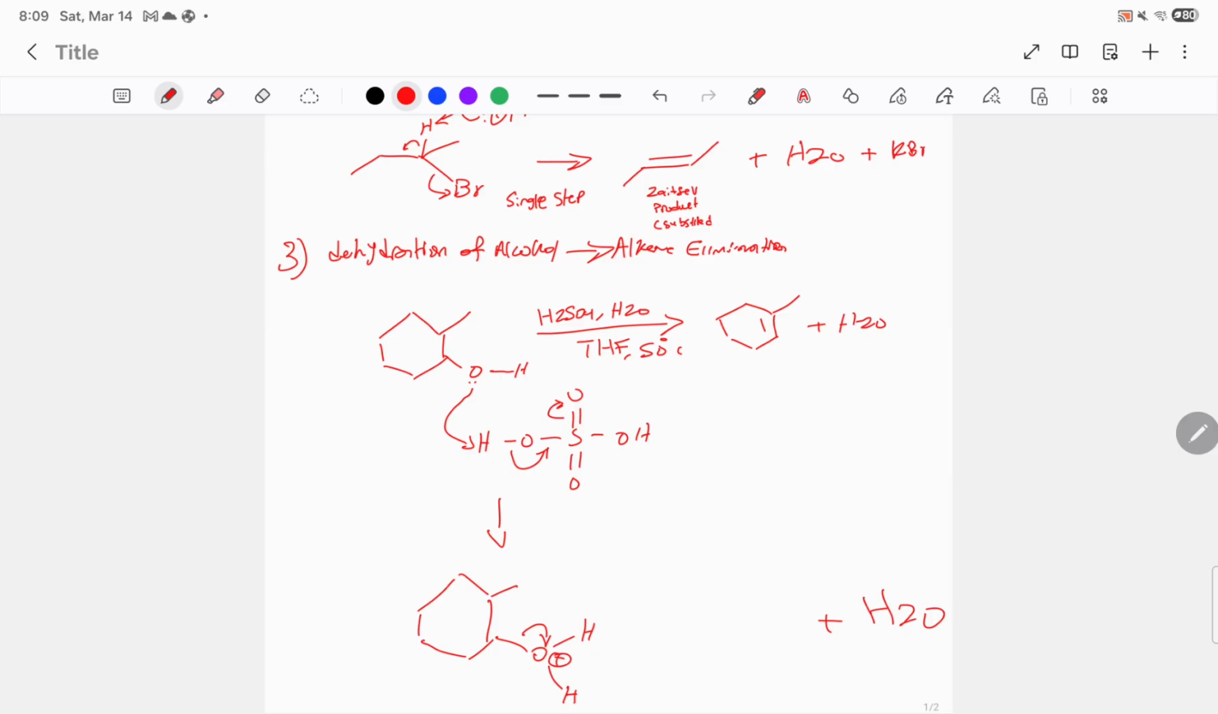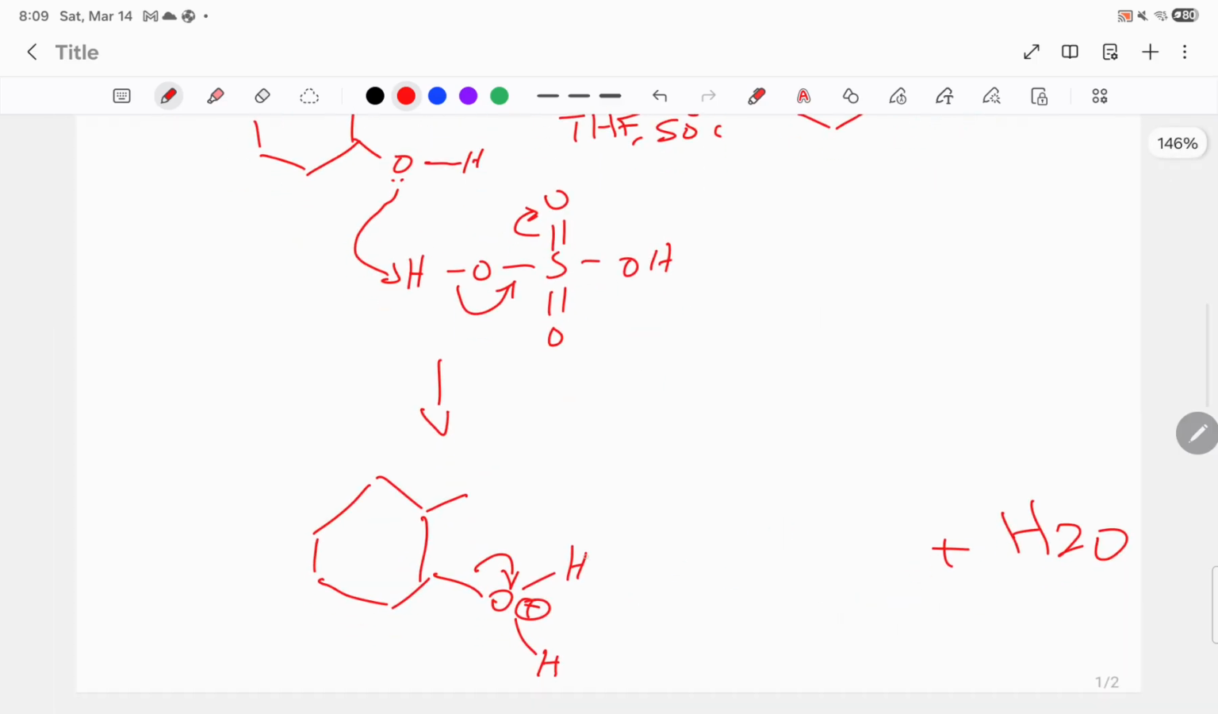And now what's going to happen is, if I show this following step, that's going to make us a carbocation intermediate. Carbocation intermediates, if you remember, are more stable as tertiary, then secondary, and finally the least stable, primary. In this case, I have a tertiary carbon here and a secondary carbon. Which one do you think the carbocation is going to form on? Of course, it's going to be the tertiary because it's more stable.